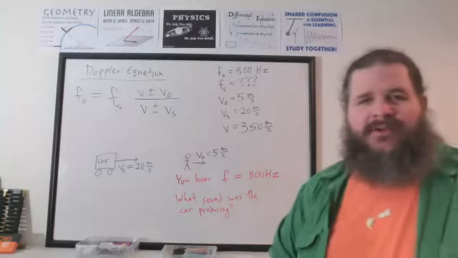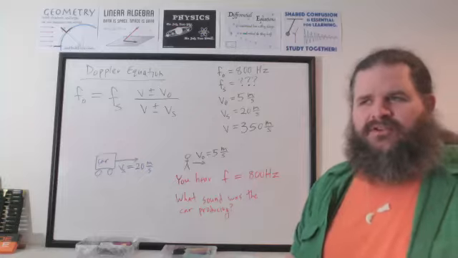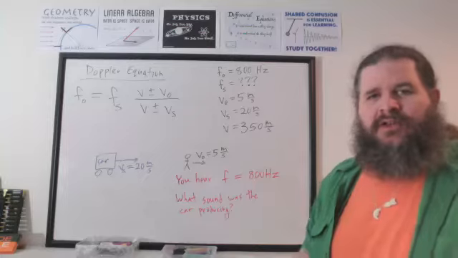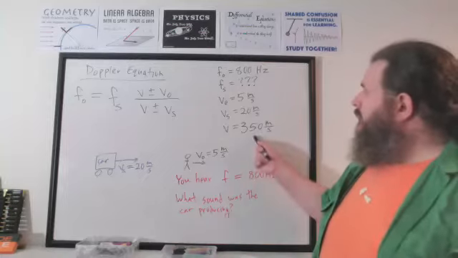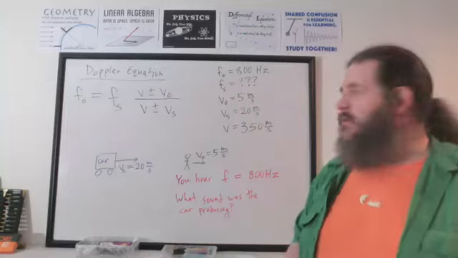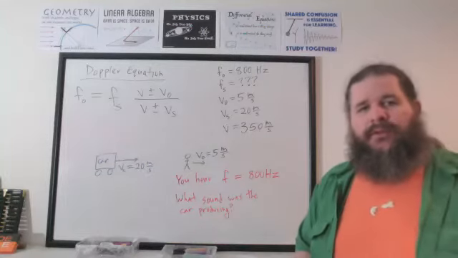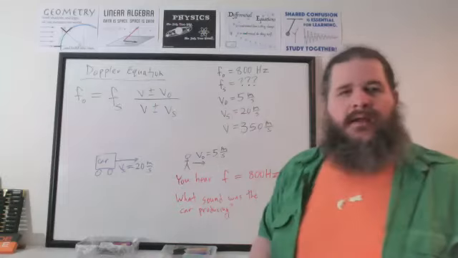So 350 meters per second. I think in typical conditions, it's usually more like 343, 345, something like that. But let's just say for now, it's 350 meters per second. At this point, we now know everything except the frequency of the source. So we should be able to fill in all these values and solve for F source. Before we do though, let's see if we can figure out whether these should be plus or minus.